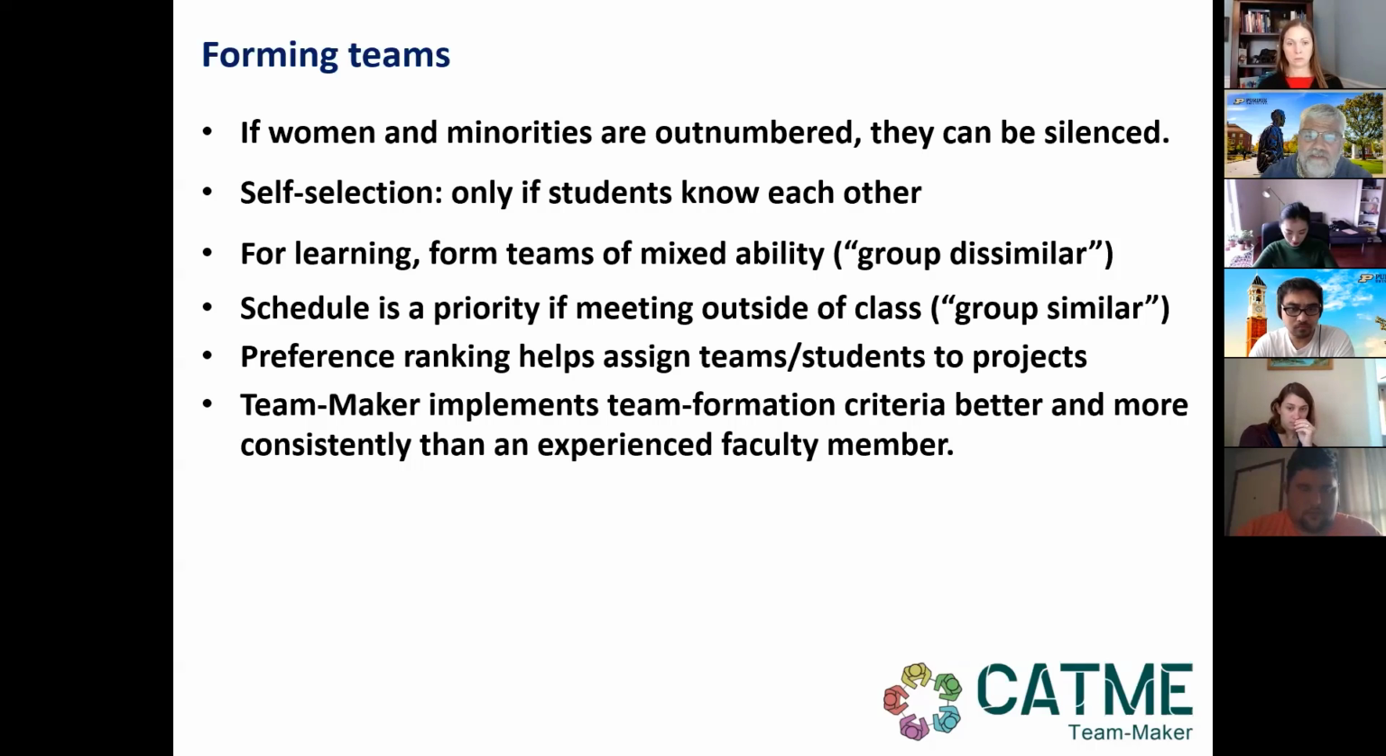We do have evidence, a publication, that shows that the algorithm for forming teams, which I can discuss further with anyone who's interested, allows for meeting the criteria from an instructor better, and also more consistently, than could be done by an experienced faculty member using the same criteria.